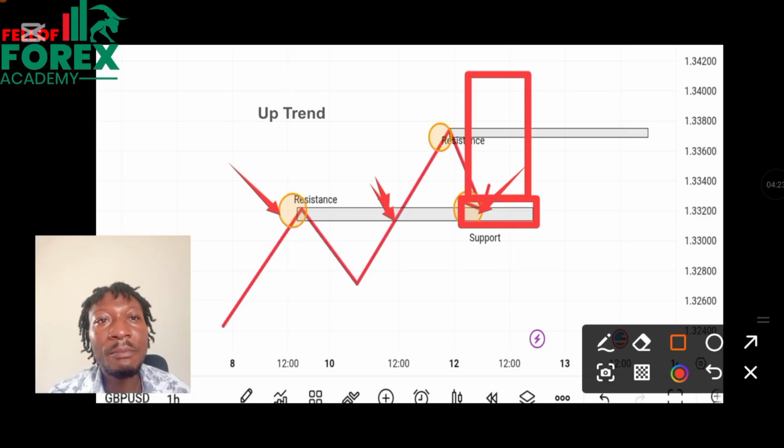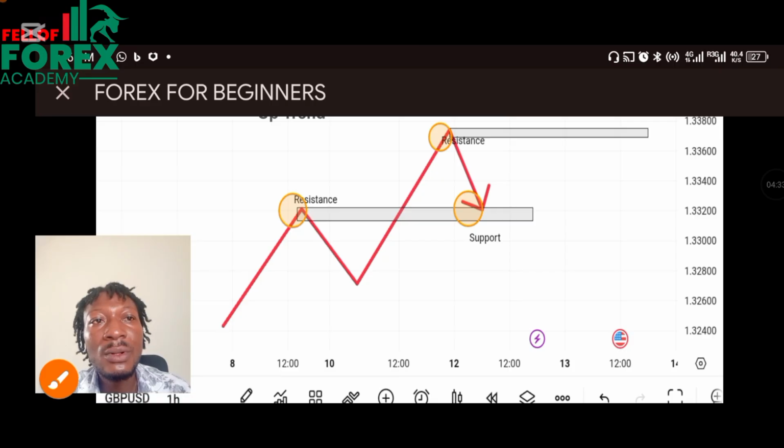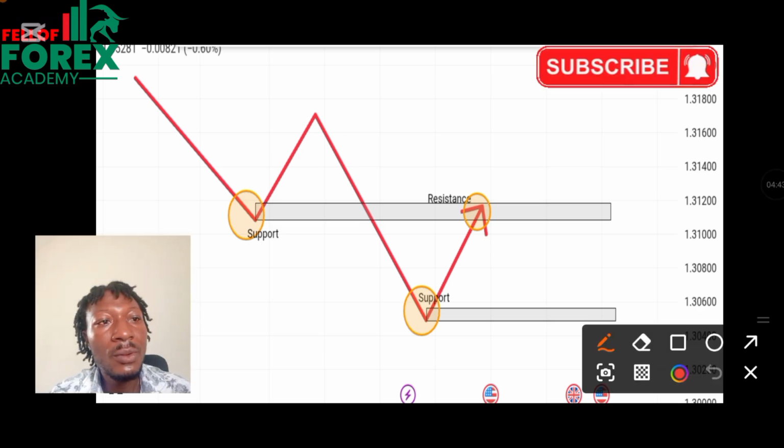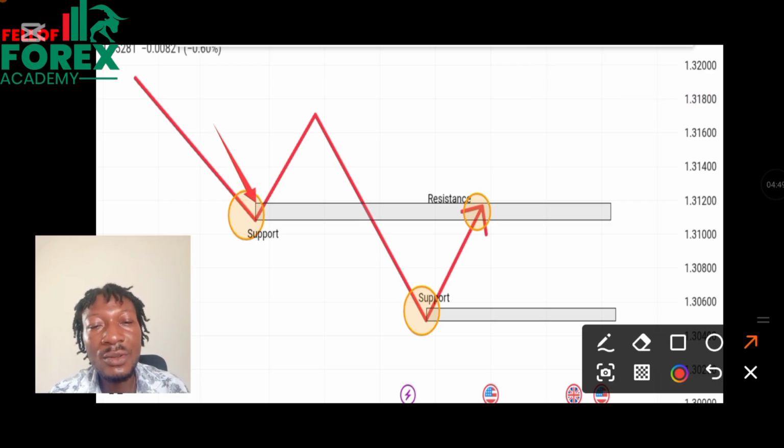So now that you understand what support and resistance is and how to take advantage of these zones, I'll take you to the next level, which is a downtrend scenario. You see, price is creating lower highs and lower lows. And like I told you, when price is above a resistance zone or a strong zone, it is considered support. And when price is below, it is considered a resistance, okay.